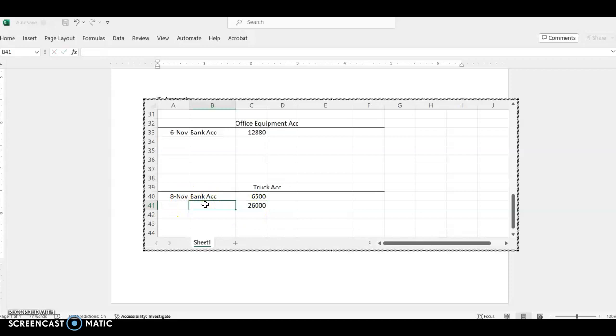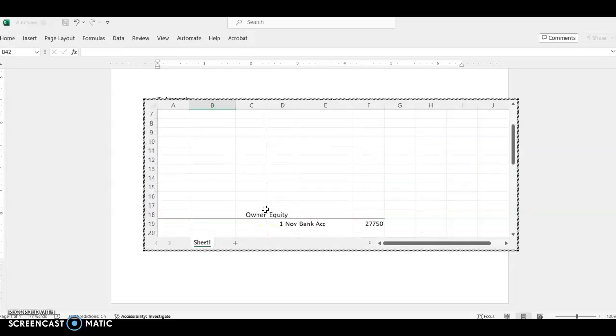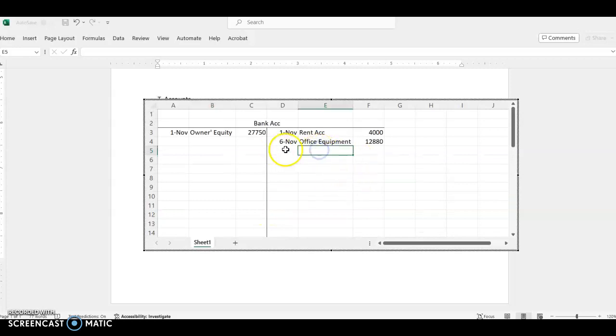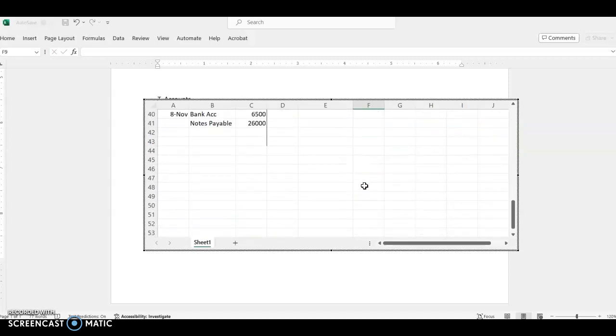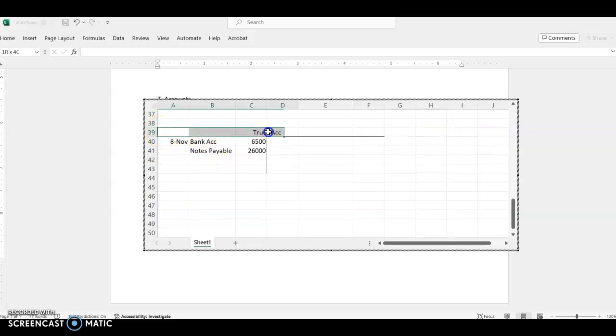Okay, notes payable. So the bank account should be reduced, cash reduced by 6,500. Then we have to prepare another account, which is the accounts payable.